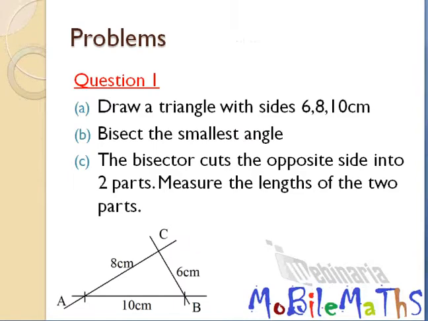Now let's look at a problem. I've got question 1 here. Draw a triangle with sides 8 and 10. Bisect the smallest angle. Then the bisector cuts the opposite side into two parts. Measure the length of the two.